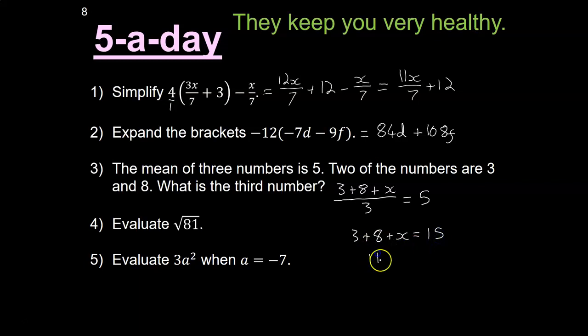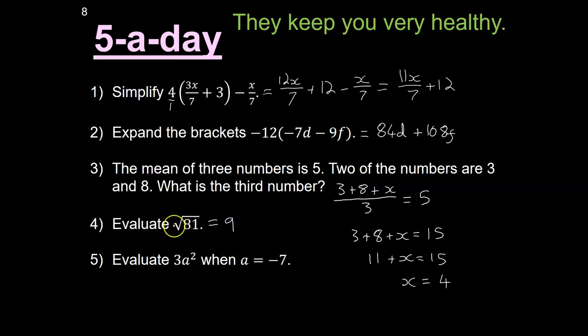3 plus 8 is 11. And then subtract 11 from both sides. So x equals 4. Let's double check. 3 plus 8 plus 4 gives me 15. Divided by 3 gives me 5. That's what I wanted.